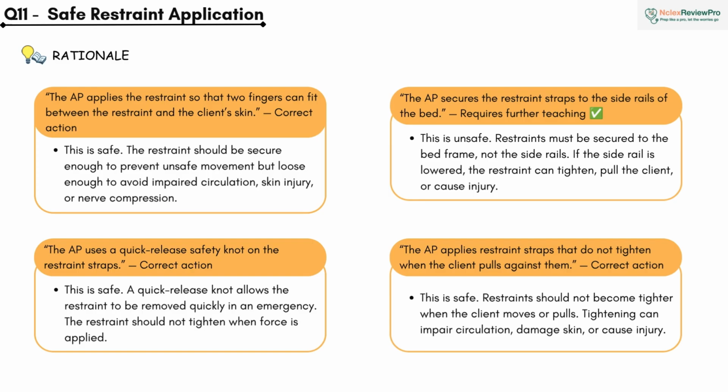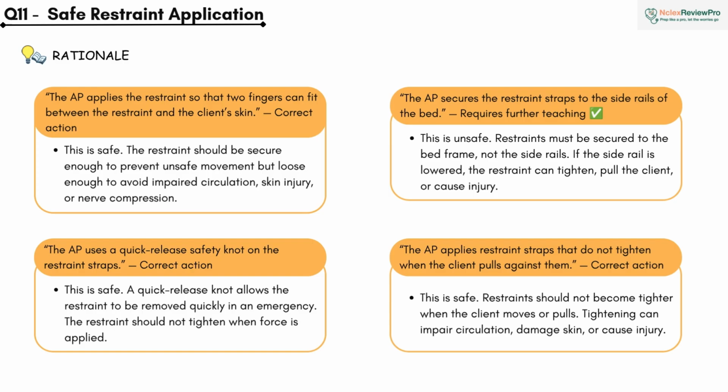The third action says, the AP secures the restraint straps to the side rails of the bed. This is the unsafe action. Restraints are attached to a stable part of the bed frame, never to the side rails. Side rails move up and down, so attaching restraints to them can cause the restraint to tighten or pull when the rail is lowered.